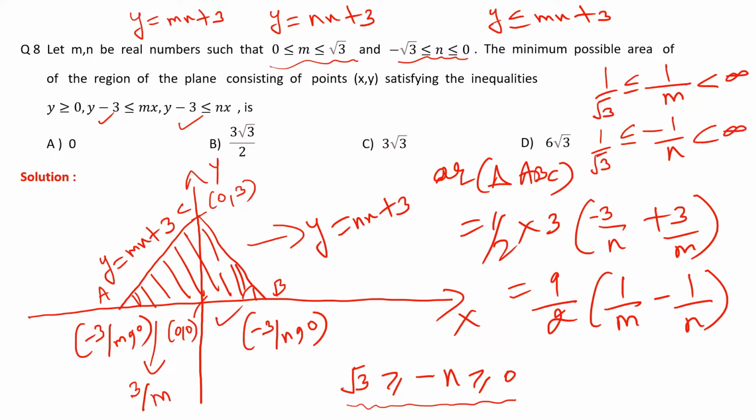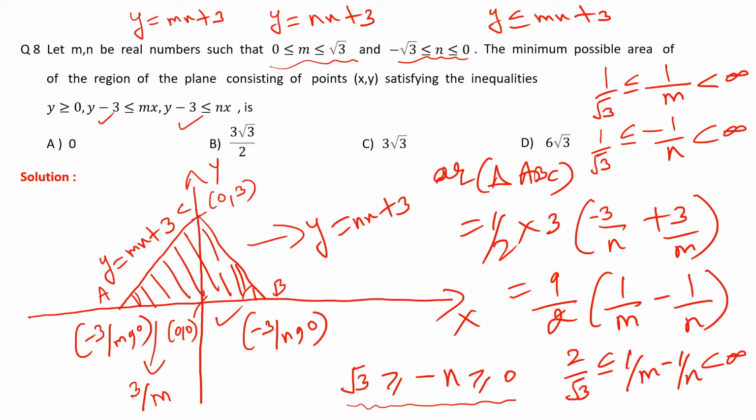Fine. When we take the reciprocal, signs would automatically get reversed. Because if a and b are two positive numbers and a is greater than b, then obviously 1 upon a will be smaller than 1 upon b. Fine. So now just add both of them. When you add both of them, you get 1 upon m minus 1 upon n greater than or equal to 2 upon root 3 and less than infinity.